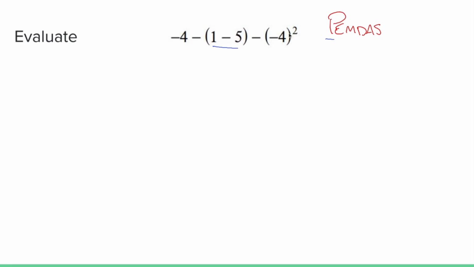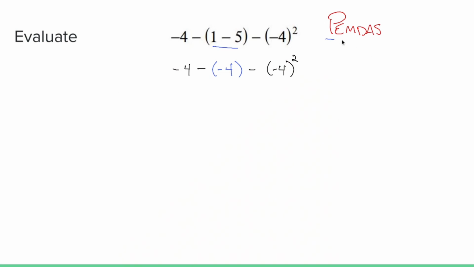And if you're looking like, nuh-uh, I can't do anything with just a -4, but I can do something with 1 minus 5, that becomes -4. So now you drop down -4. Everything else comes along for the ride. -4 minus -4 squared. Lots of -4s in this guy. That's all right. It's all good.